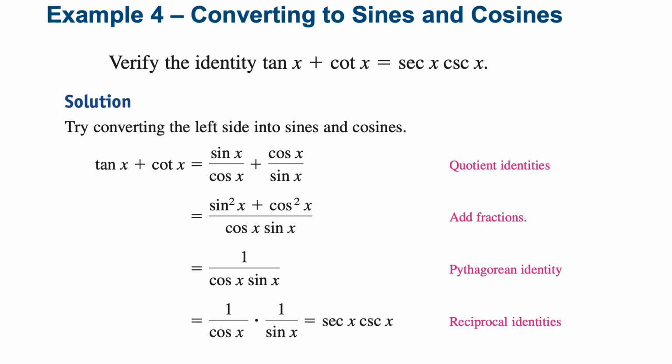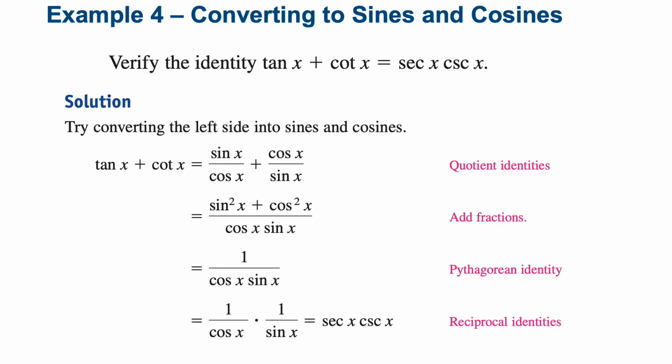Okay, all right, so let's do example 4, converting to sines and cosines. That's one of the ways you can do it. So let's verify that tangent plus cotangent is equal to secant times cosecant. So the left side, let's write it as sines and cosines. On the left side, you get sine over cosine plus cosine over sine. So if we add these two together, what's the common denominator? It has to be sine cosine.